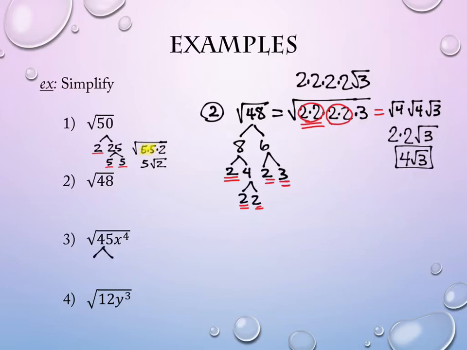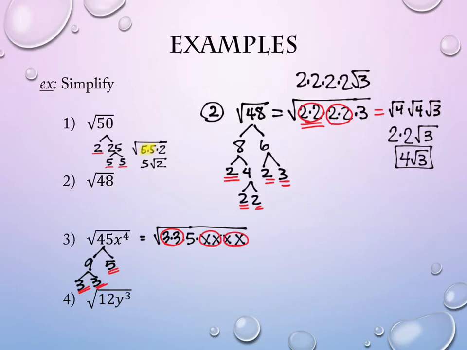So we're going to break down our 45. It's 9 times 5. And 9 is 3 times 3. So I have 2 3's and a 5. And I've got 4 x's. So 3, 3, 5, and then I have x, x, x, and x. And I'm looking for pairs. So obviously I have a pair of 3's. And I have a couple of pairs of x's.